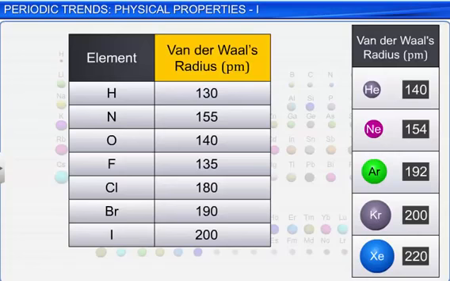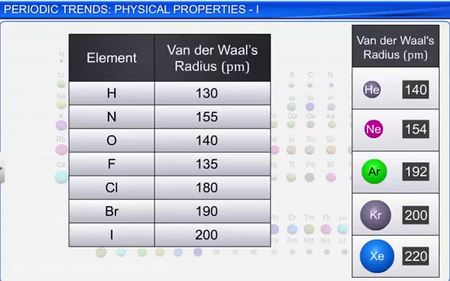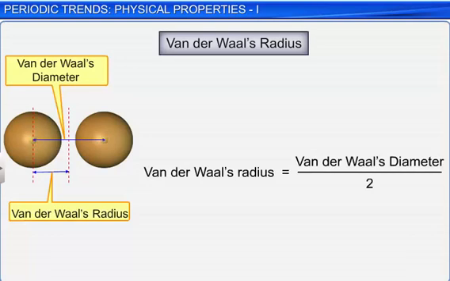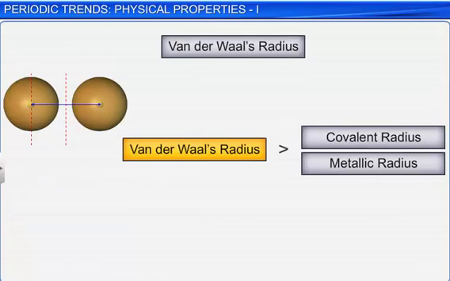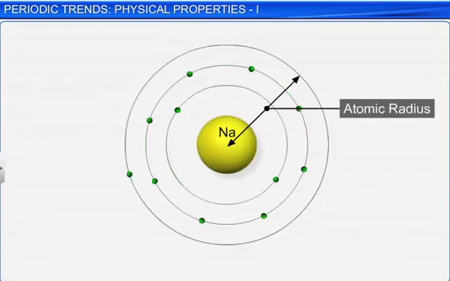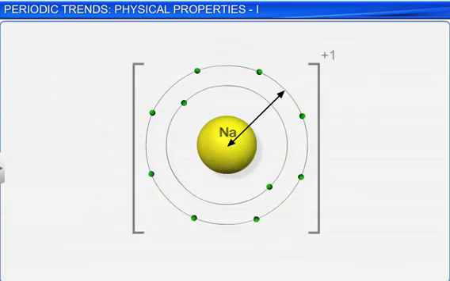Van der Waals radius is half the internuclear distance between two non-bonded neighboring atoms or two adjacent atoms belonging to two neighboring molecules of an element. Van der Waals radii are usually larger than covalent or metallic radii. The radius of an atom changes when it loses or gains an electron to form an ion, and the resultant radius is called ionic radius. Ionic radii exhibit the same trend as the atomic radii.